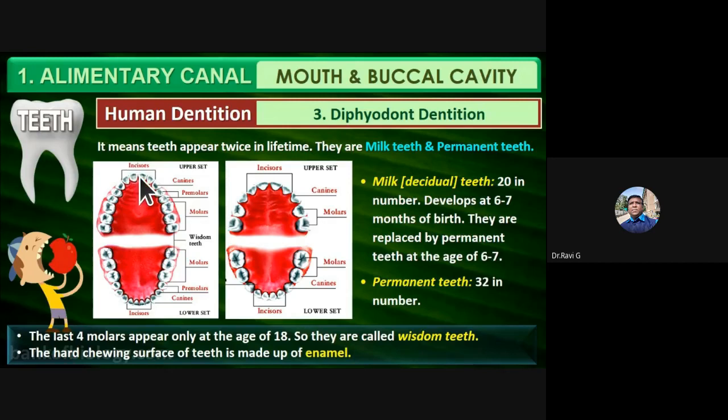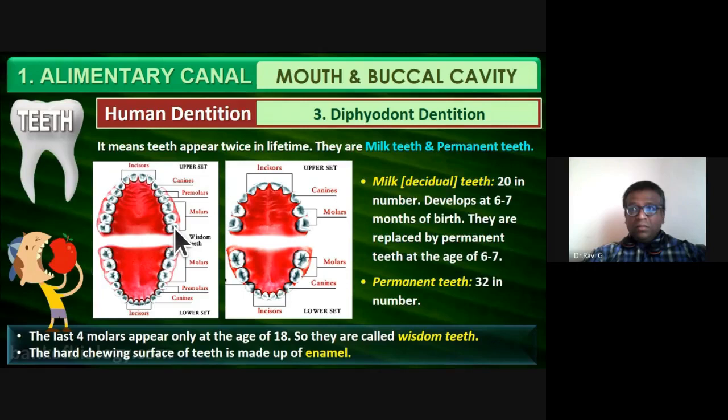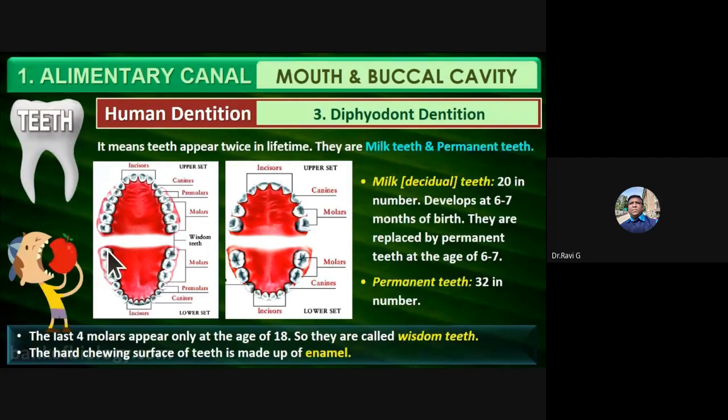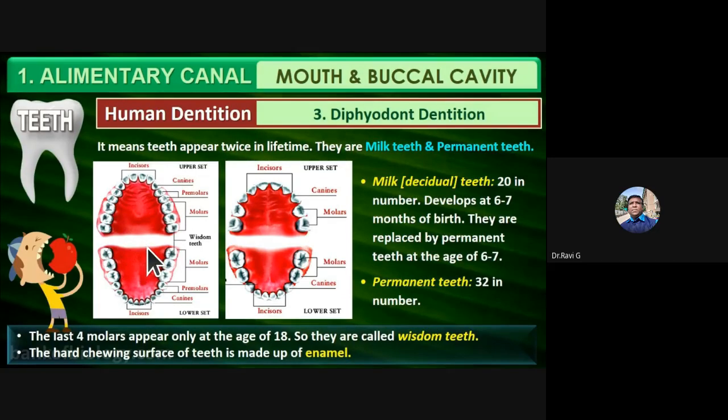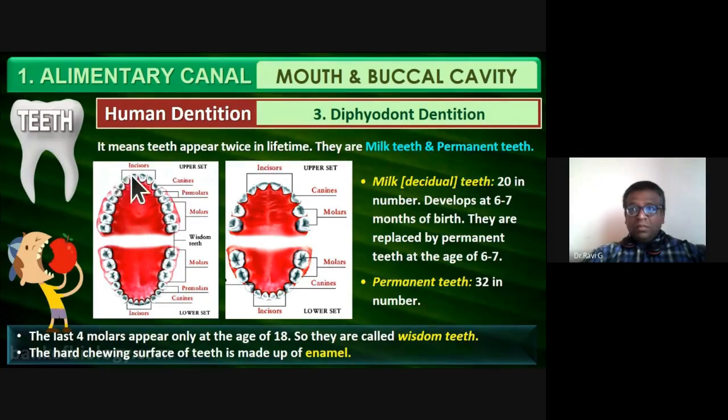So this is towards the left side of the upper jaw, which has 2, 1, 2, 3. The right side also has 2 incisors, 1 canine, 2 premolars and 3 molars. So the right side of the upper jaw has the same, and it would be the same in the lower jaw also. The left and right sides have the same set of teeth. So ICPM 2123 is 8 into 4, that is 32 teeth. So we have 32 teeth in total.